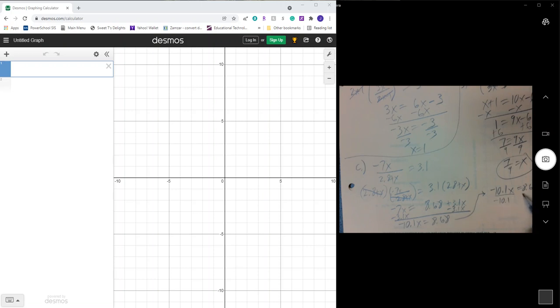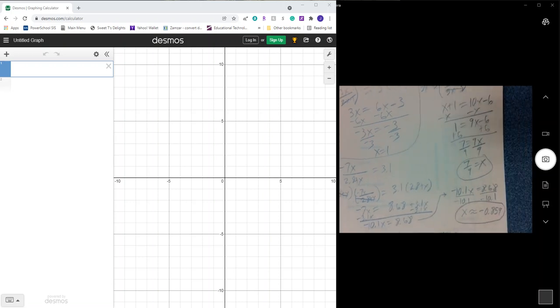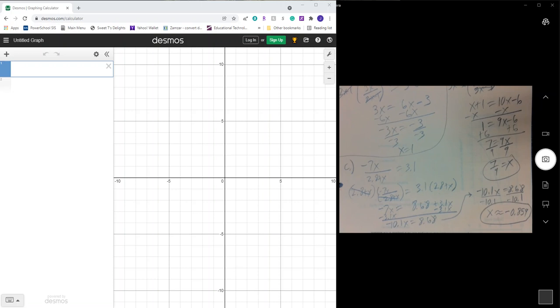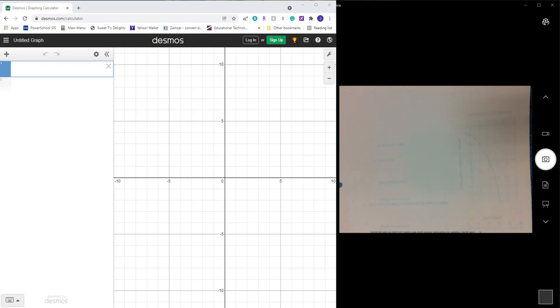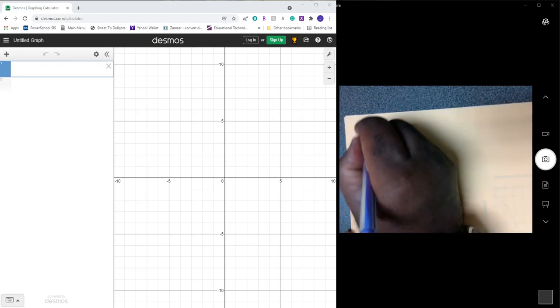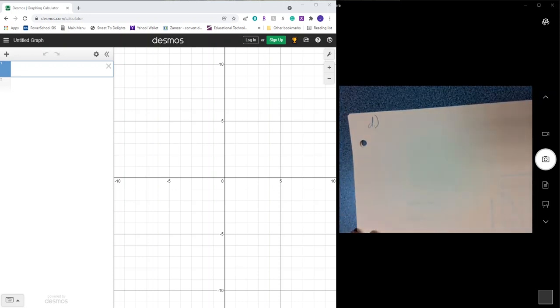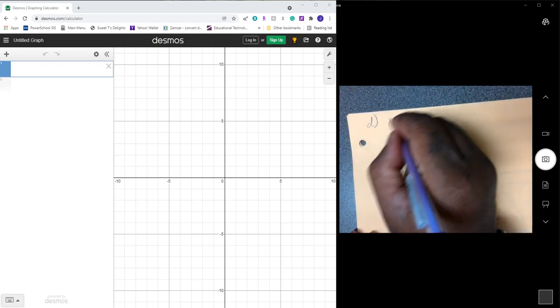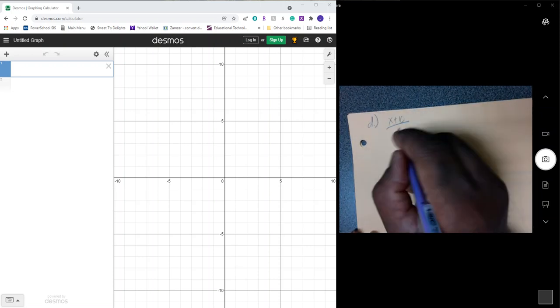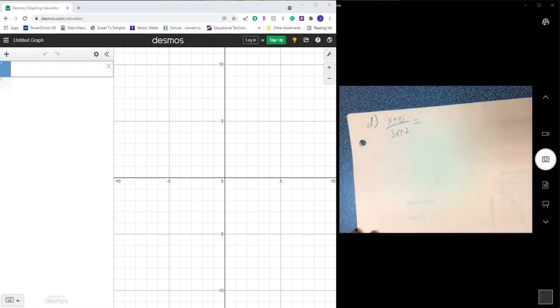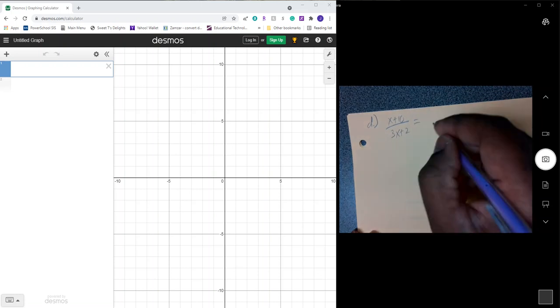Divide each side by negative 10.1. And then if you put this in your calculator, it's going to give you approximately negative 0.859. That is what x will equal. Okay, now we move on to D. Now D is x plus 10 all over 3x plus 2, and that equals 3.